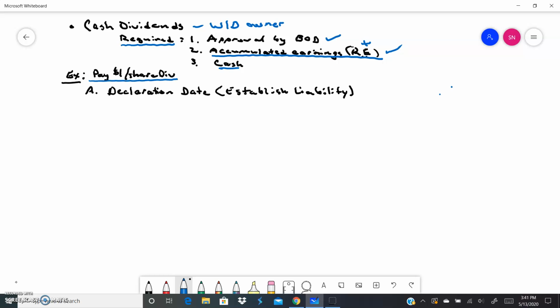Let's assume that we're going to pay a $1 per share dividend. Just based on the previous example, we have 100 shares outstanding. There are three particular dates that we have to bear in mind. First is the declaration date. That's the date upon which the board has decided that the company would be bound to the dividend. On the declaration date, that's the date that establishes the liability, so we are going to record an entry on that date.